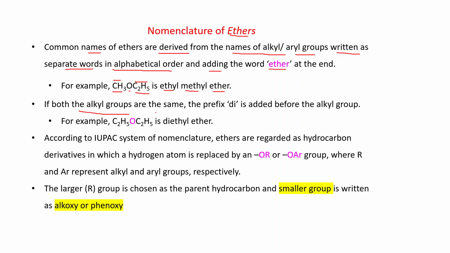If both the alkyl groups are the same, the prefix di is added before the alkyl group. For example, C2H5OC2H5 is named as diethyl ether. According to IUPAC system of nomenclature, ethers are regarded as hydrocarbon derivatives in which a hydrogen atom is replaced by an OR or OAr group, where R is alkyl and Ar is aryl group. The larger R group is chosen as the parent hydrocarbon and the smaller group is written as alkoxy or phenoxy.